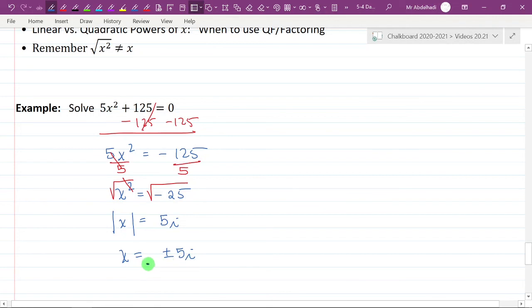Now, is this in a plus bi form? Well, not quite unless you add a 0 here. So you have two answers, 0 plus 5i and 0 minus 5i. And that's what this is right here.